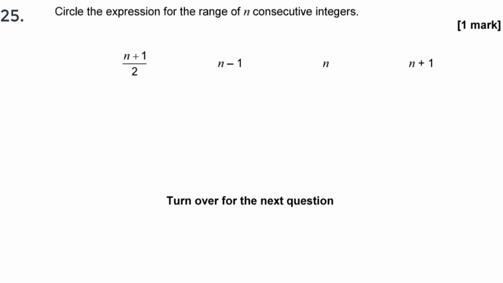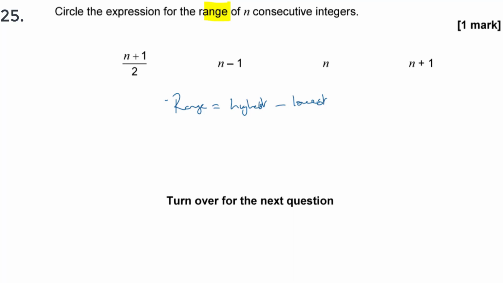Circle the expression for the range of n consecutive numbers. Okay, so first off, what does range mean? Range means highest minus lowest, doesn't it? So range equals highest value minus the lowest value. Okay, now let's consider our n consecutive numbers.